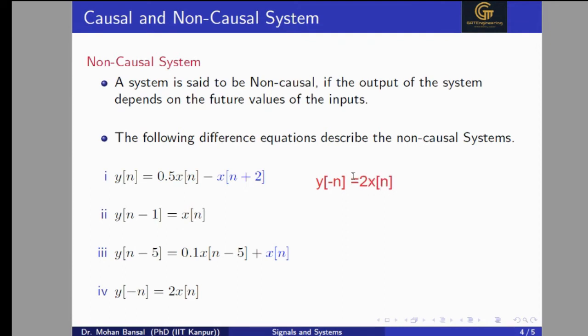For n equal to 2, if we substitute n equal to 2, we will get y[-2], which is depending on the 2 of x[2]. So we can say that this system is depending on the future value as well. Okay, the -2 index is depending on the 2 index for the input. So it is depending on the future value.